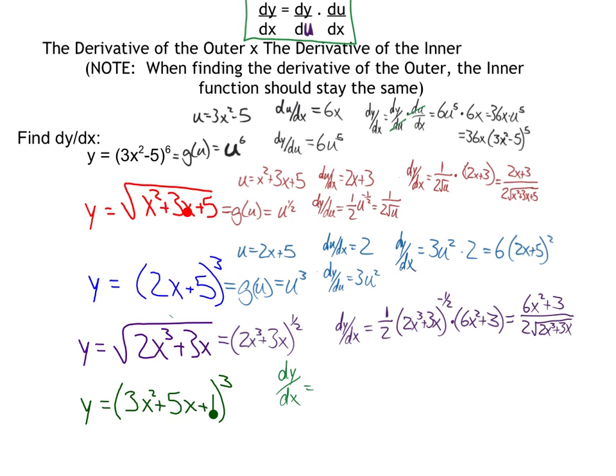All right, one last one here. The outer function is what? U cubed. Something cubed, right? So what's the derivative of something cubed? It's 3 times something squared. So the something stays the same. It's 3 times 3x squared plus 5x plus 1, squared.